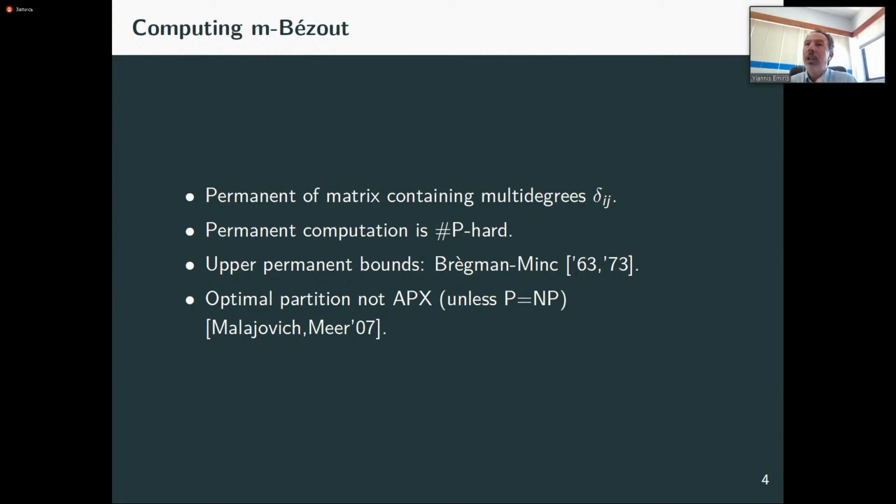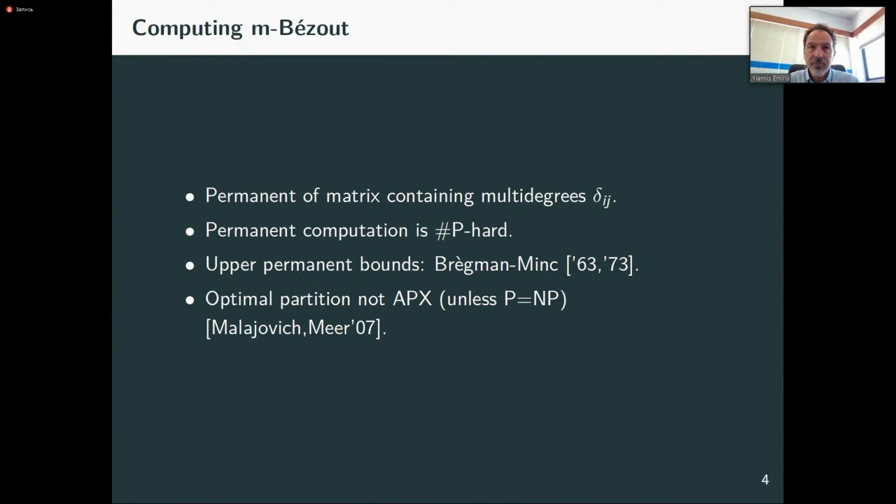Today, I'm going to give you another way to bound the m-Bézout bound for certain classes of multi-homogeneous systems. This is the main result today. We're going to derive a tighter bound than Bregman-Minc in closed form, so immediate computation, almost, but they apply to a smaller class of multi-homogeneous systems.